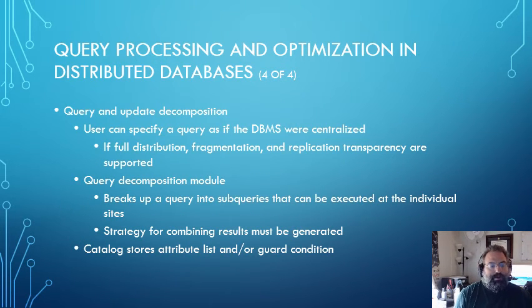Query and update decomposition. Users can specify a query as if the DBMS were centralized, if full distribution, fragmentation and replication transparency are supported. A query decomposition module breaks up a query into subqueries that can be executed at the individual sites. A strategy for combining the results must be generated, and the catalog stores attribute lists and/or guard conditions to make it all possible.